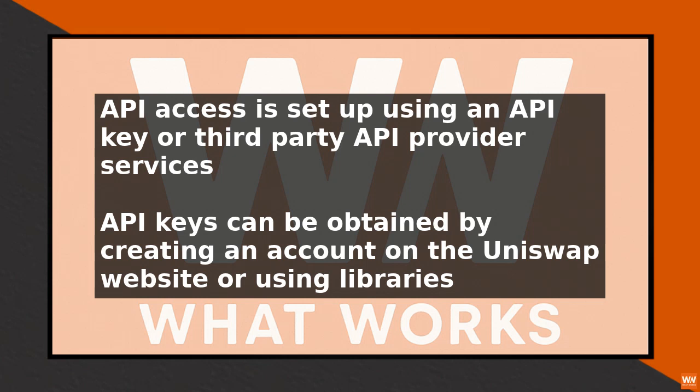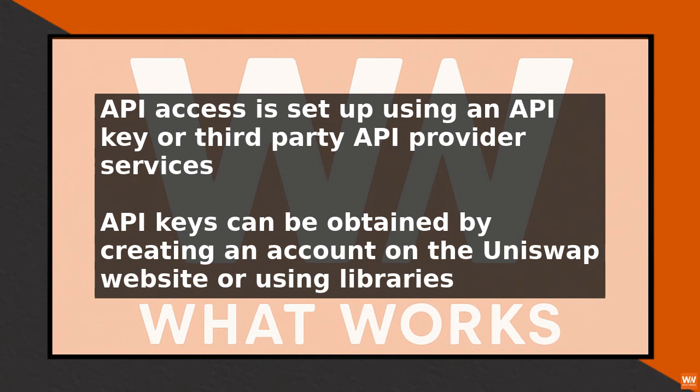Step 4. Parsing API response. Once you receive the API response, you need to parse the JSON data to extract the slippage tolerance value. You can use programming languages like JavaScript or Python to parse the JSON data and calculate the slippage tolerance.